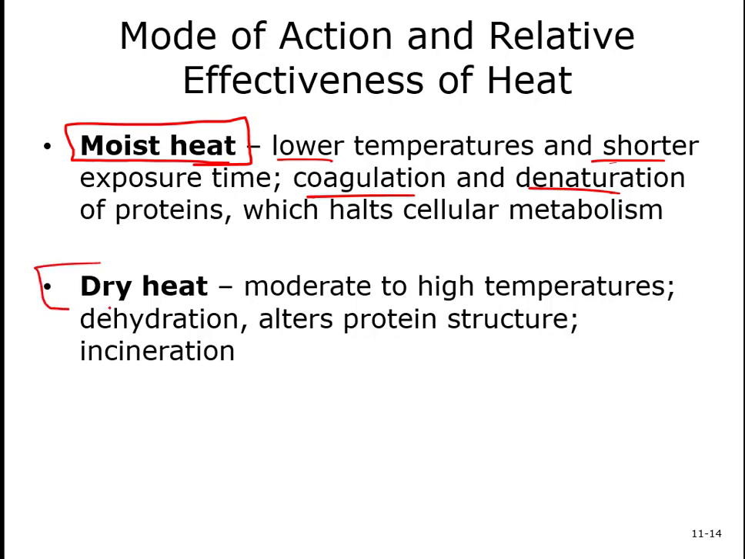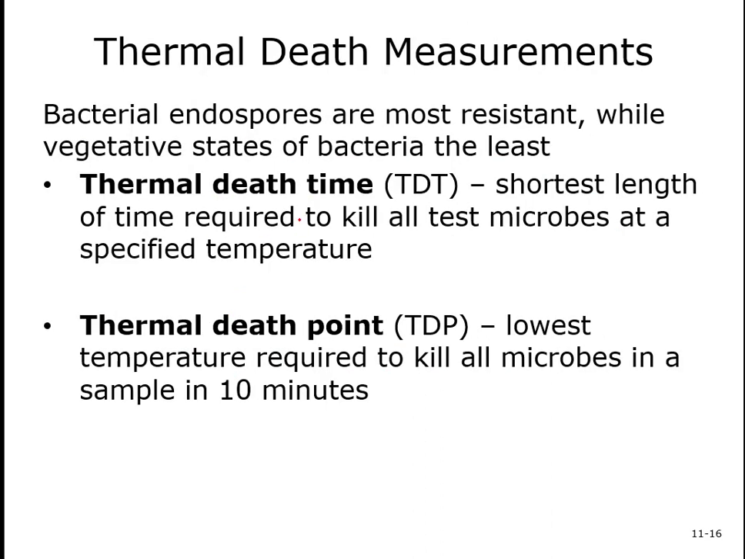There's also dry heat. This requires higher temperatures and longer periods of time. It's not as effective as moist heat. Dry heat will dehydrate the cell, altering the protein structure, not necessarily completely denaturing it, but altering it so it's no longer functional. A couple of terms real quick.